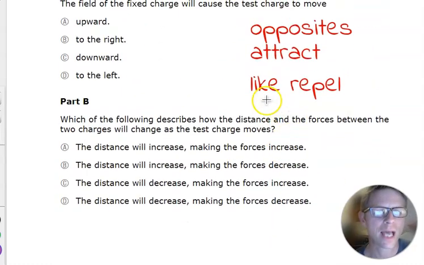And then as they get farther and farther away, because of Coulomb's law, there's going to be a lower force. So remember that force is related to distance. If they get farther away, the force is going to decrease.